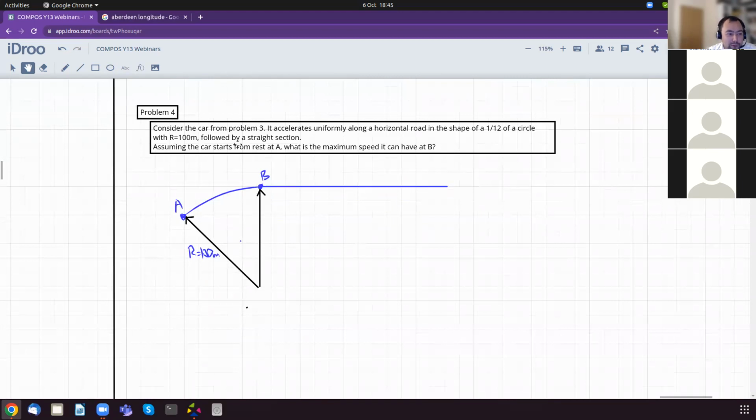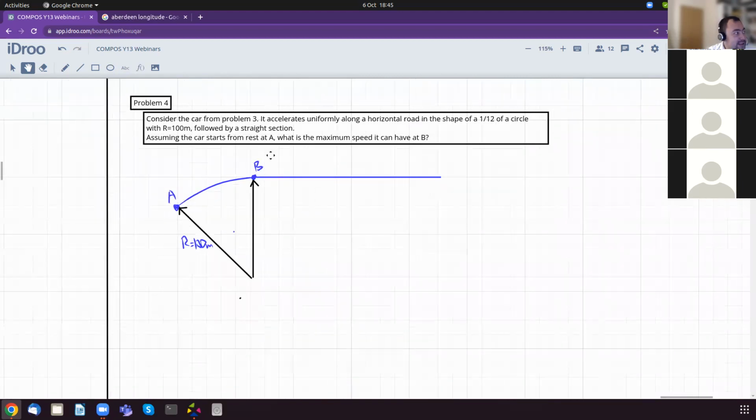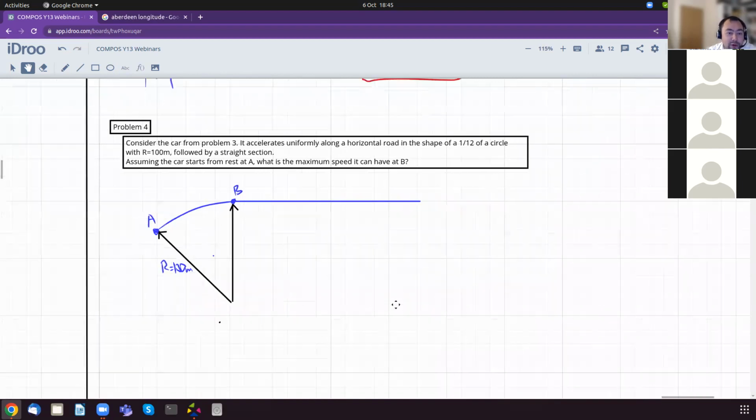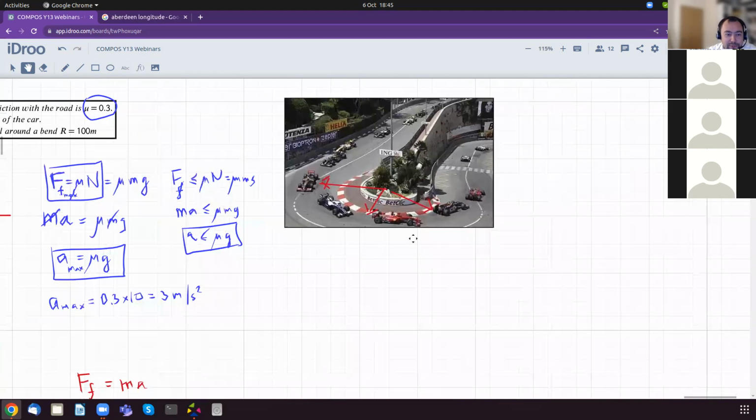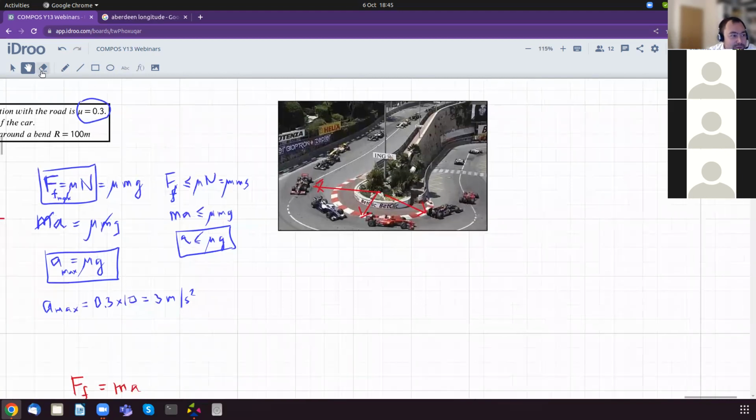Problem 4. Consider the same car from problem 3. It accelerates uniformly. Oh, sorry, the picture, what I was trying to show you. Now, if you look closely at the cars, I think this is Formula One. I'm just wondering which one. Maybe Monaco. Looks like Monaco.